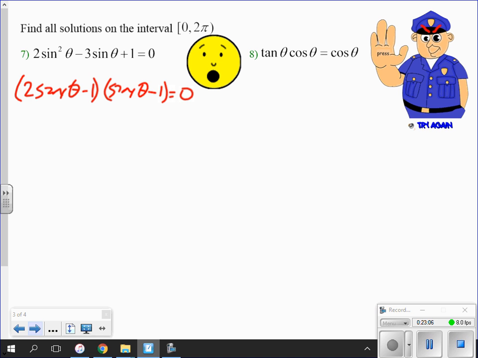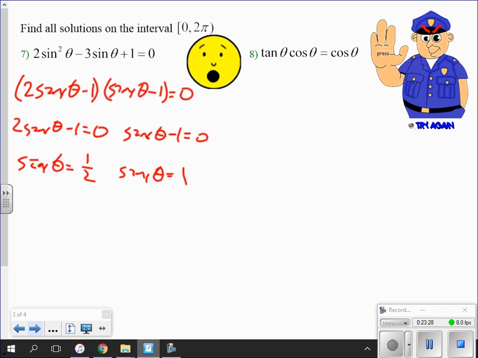Set each one equal to 0, because that's what you would do in a quadratic, right? 2 sine theta minus 1 equals 0, and sine theta minus 1 equals 0. So that means the sine of theta equals 1/2, and the sine of theta equals 1. And then where are those values on your unit circle, where the sine equals 1/2 and the sine equals 1?